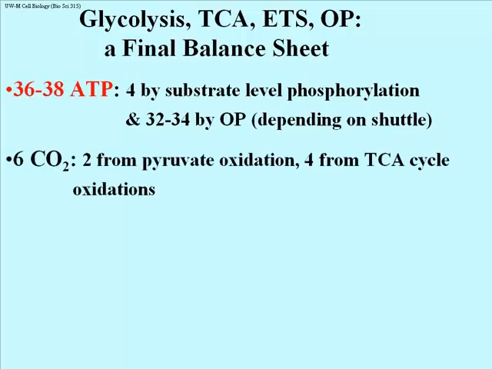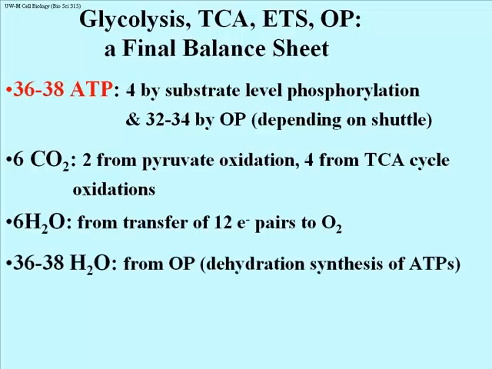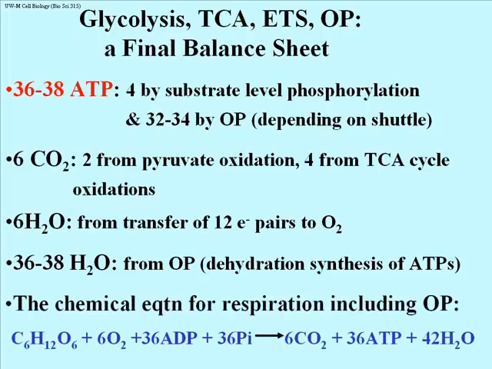6 CO2 have been made, 2 from pyruvate oxidation outside the Krebs cycle, and 4 CO2s that are made in the Krebs cycle itself, again per 2 turns of the cycle. Remember that the phosphorylation of ATP is a condensation reaction, so that 36 to 38 waters have been produced by the sum of substrate phosphorylation and oxidative phosphorylation. And finally, here is the chemical equation for the whole of respiration, including ATP synthesis. So can you find the 6 water molecules that result from glucose combustion? This module on oxidative phosphorylation then concludes our discussion of respiration.